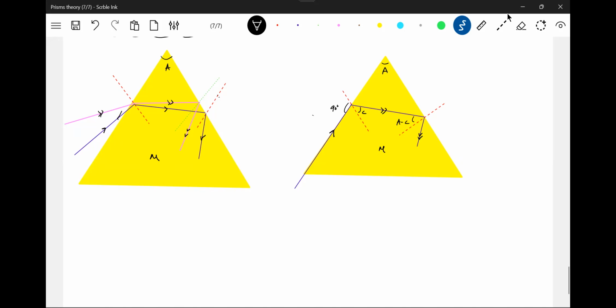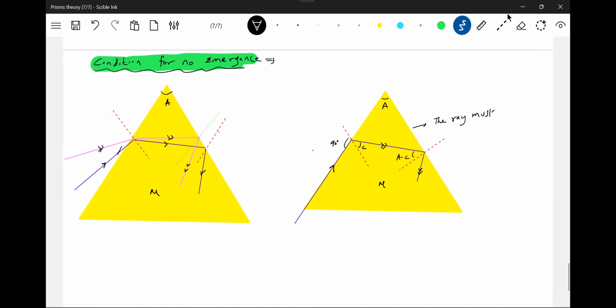So what is the basic necessity condition? This angle of incidence here should be greater than the critical angle. If it is equal to the critical angle, there will be a grazing emergence. Greater than the critical angle, then it will undergo TIR. So what is the necessity condition? The ray must undergo TIR here. So therefore this angle should be greater than the critical angle.